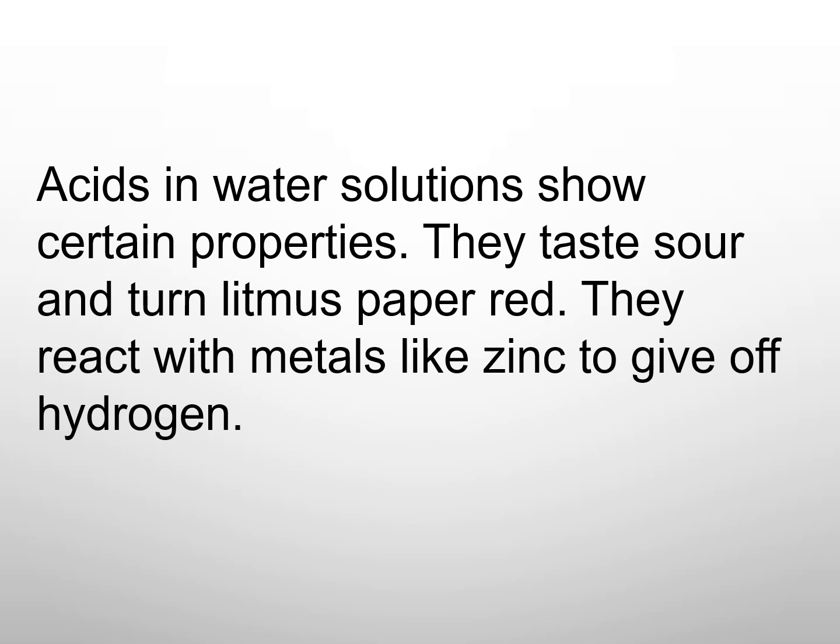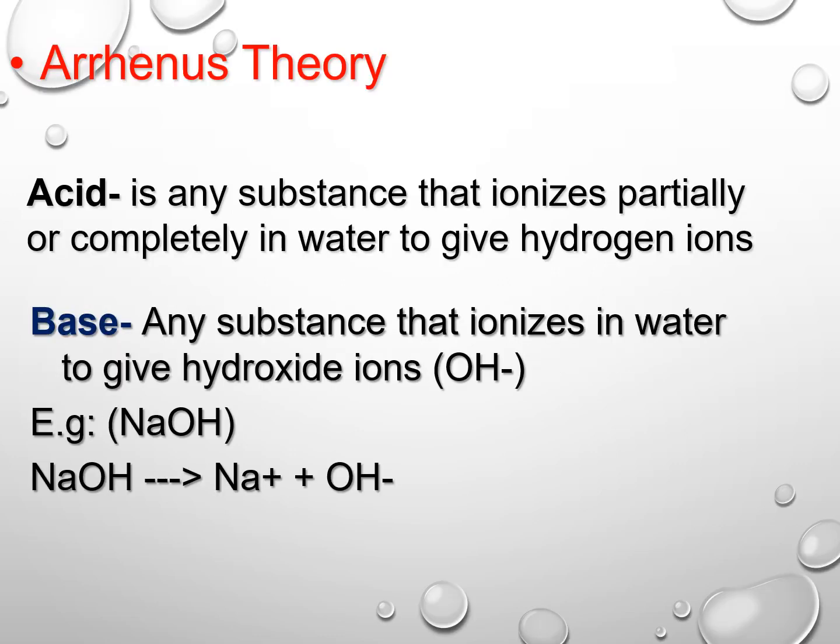The first we are going to see is the Arrhenius concept. Arrhenius theory is also called the water ion system. An acid is a substance that ionizes partially or completely in water to give hydrogen ions. Examples: hydrochloric acid, sulfuric acid and nitric acid. Bases are substances that ionize in water to give hydroxide ions. Examples: sodium hydroxide, ammonium hydroxide and potassium hydroxide.